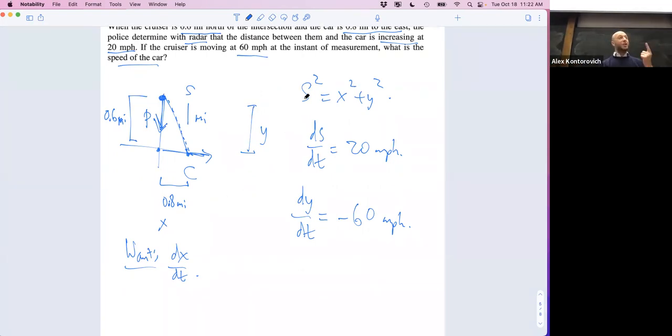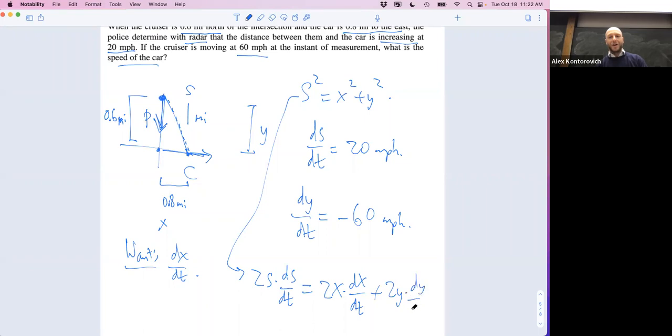We have this relationship. We have three things that are changing with time, S and X and Y. So let's take this relationship and differentiate everything with respect to T, time. Okay, so the derivative of this with time, 2S times the derivative of S with respect to time. That's on one hand. On the other hand, 2X times the rate of change of x with respect to time, plus 2y dy dt. Does everybody see how we did that? S changes with time, and x is a function of time, and y is a function of time. So we can just differentiate all of them with respect to time. If we have an equality, this equality holds for all time. So when we take the rate of change with respect to time, the equality still holds.